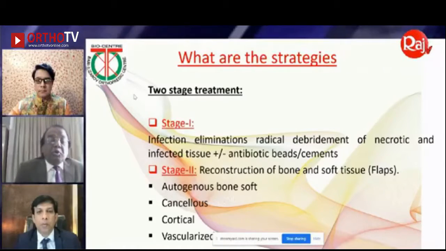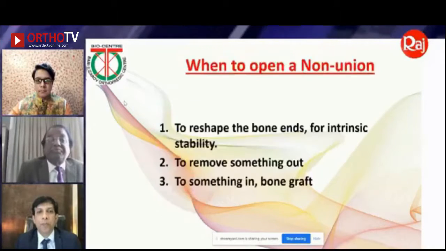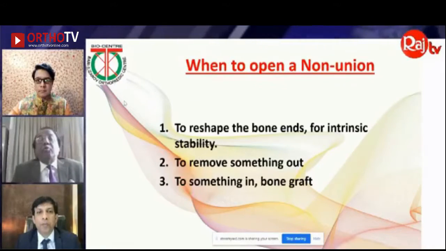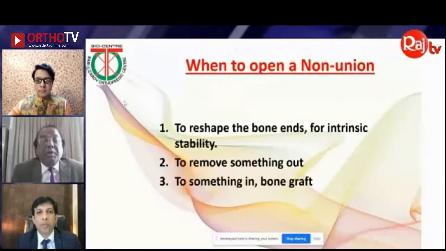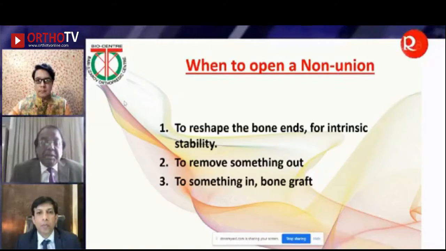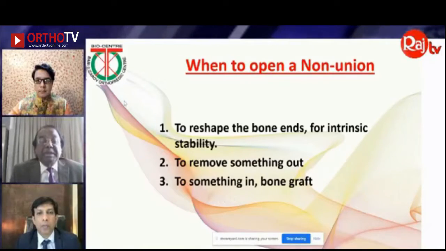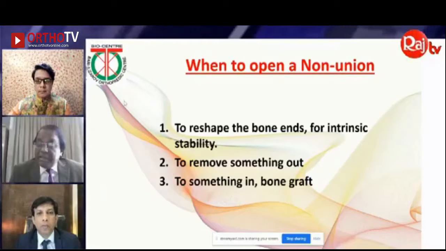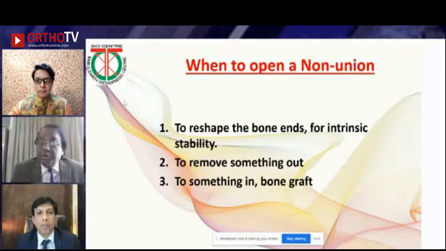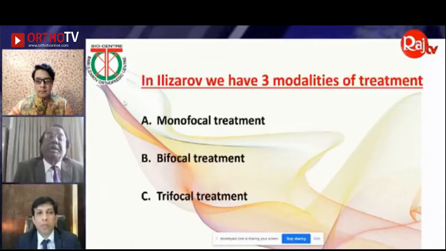You can do that, cortical bone grafting, and vascularized bone grafting. So when can we open the non-union, and when to open? To reshape the bone ends for intrinsic stability, and to remove something out and put something in, that is bone grafting. And in Ilizarov surgery, you don't need to do that. And most of the surgeons sometimes go for bone grafting.